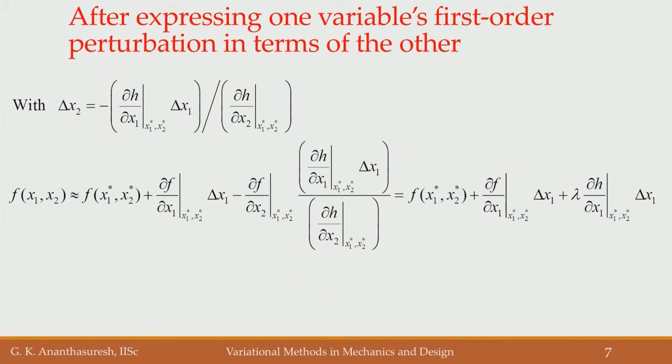That is what we are doing. We got delta x 2 in terms of delta x 1. Now, we consider similar expansion for the function. So, we have f at x 1 star, x 2 star, some value, and then we have the first order term, the first one as it is.